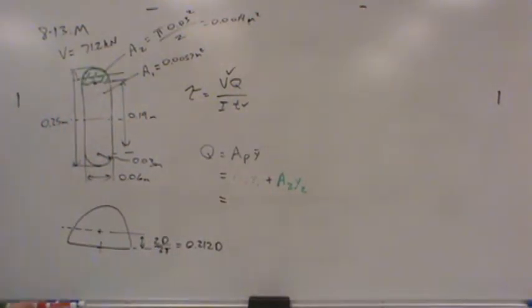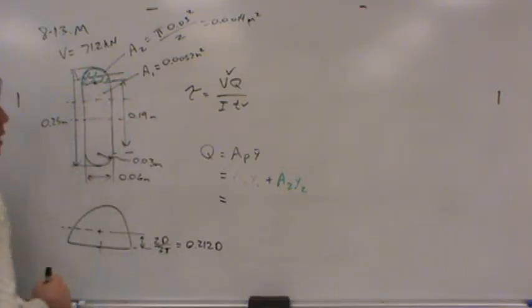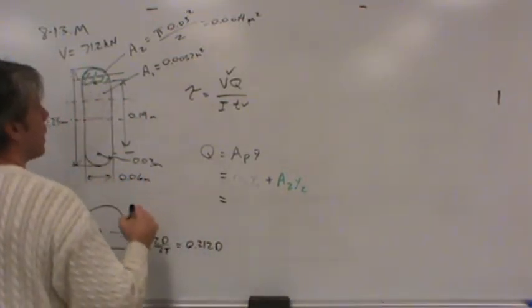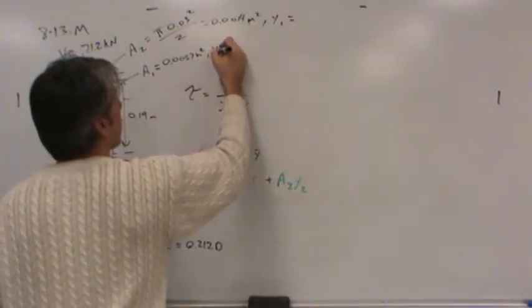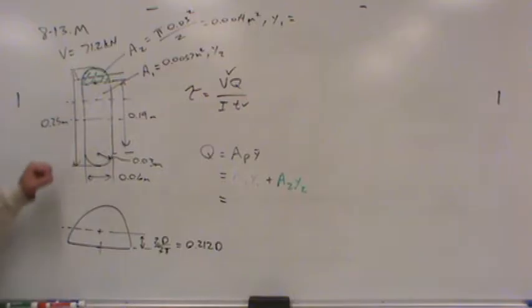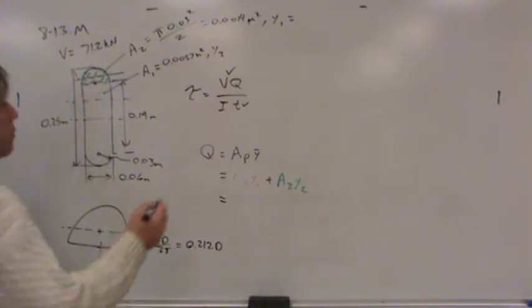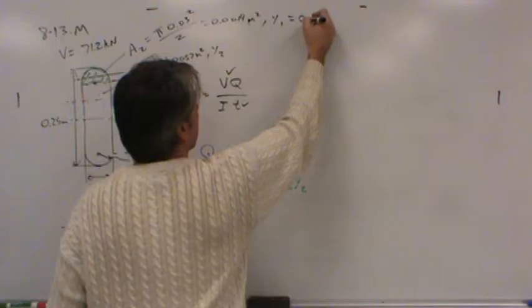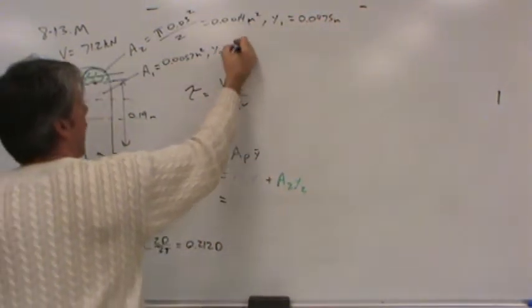What about the centroid? Well, the centroid of A1 is pretty easy, right? In fact, let's just write it up here. Y1 and Y2. Let's calculate Y1. Take 0.19 and divide it by 4. How much is that? It's less than 0.05, but I can't do that in my head. 0.0475. Okay, there's Y1. How about Y2?